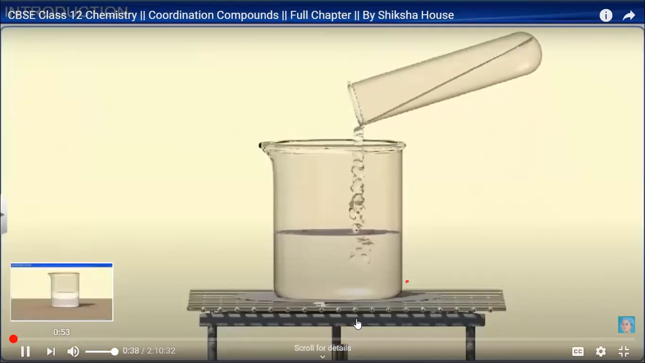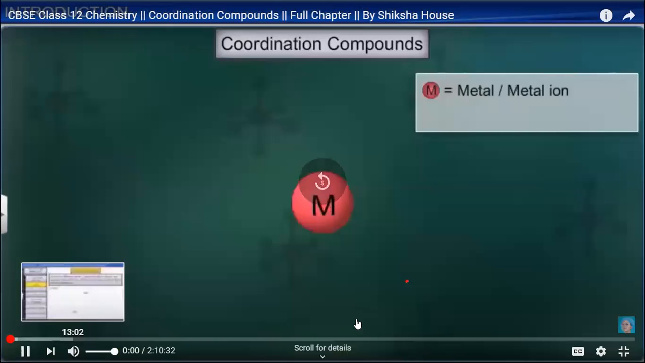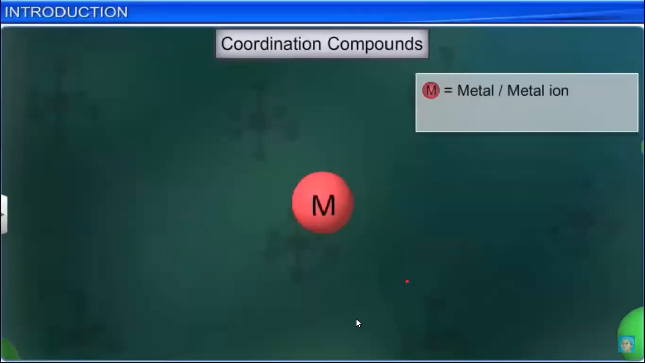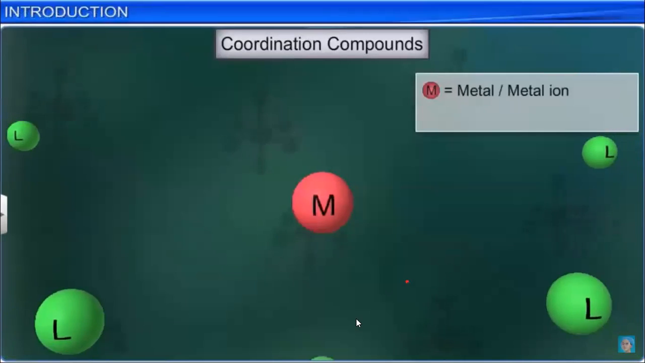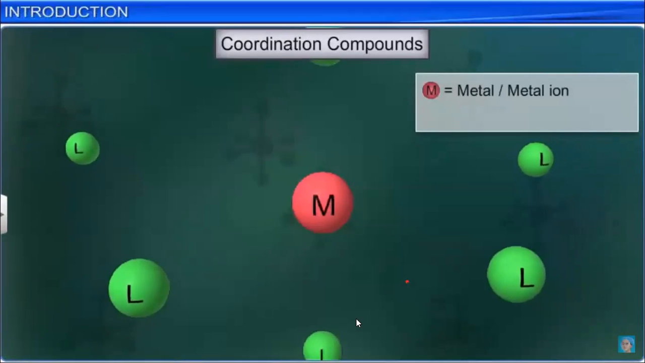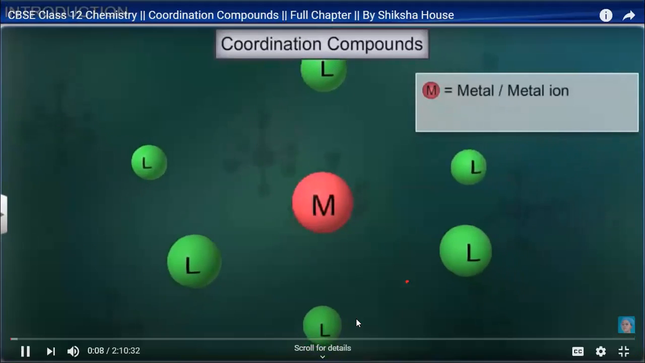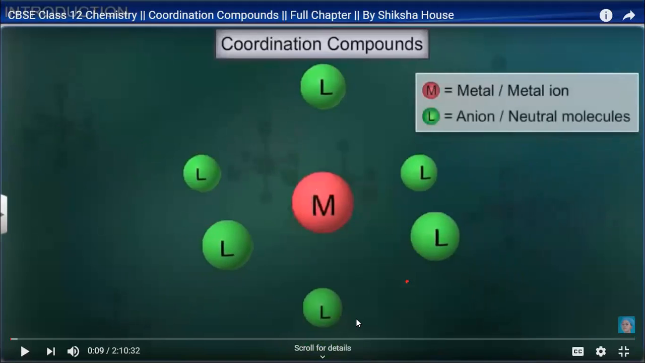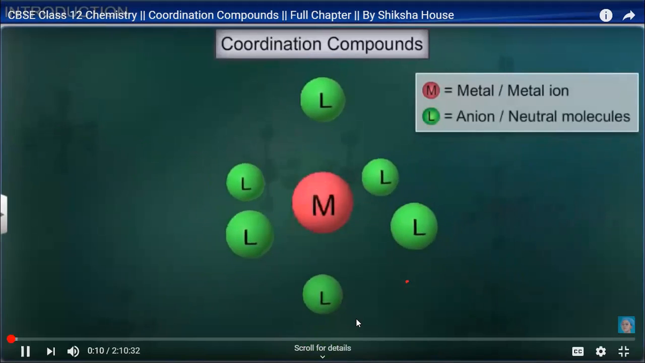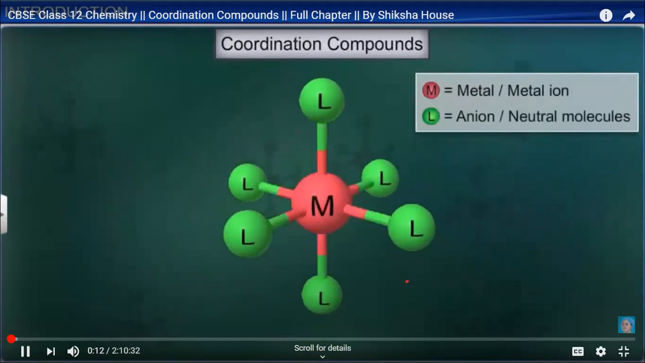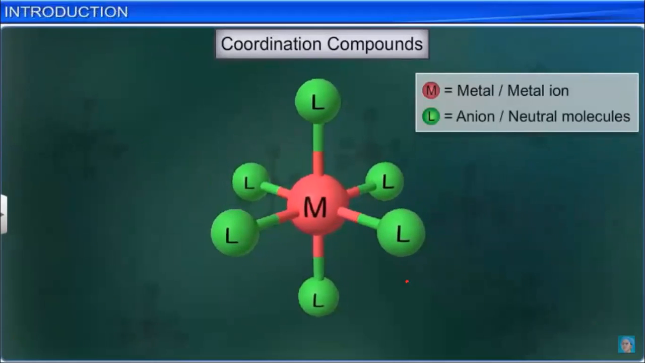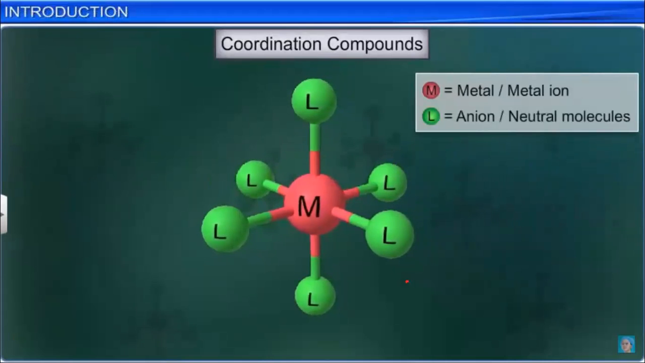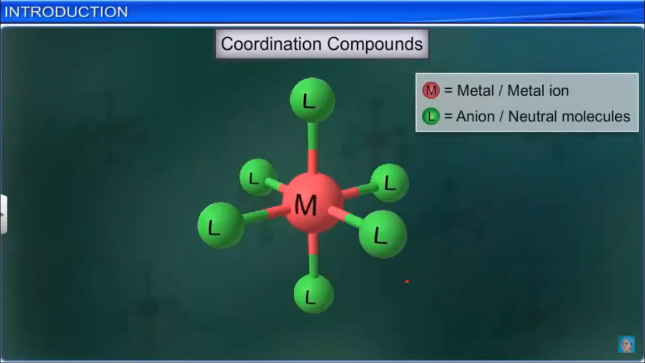Allowed to combine in stoichiometric ratio. Complex compounds are a special class of compounds in which the metal atoms or ions are bound to a number of anions or neutral molecules. In modern terminology, these compounds are called coordination compounds.